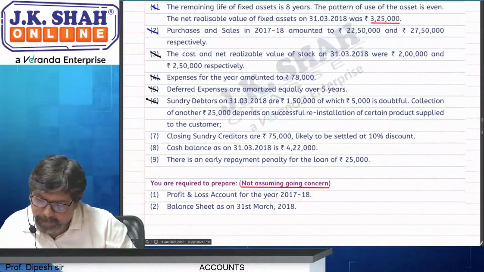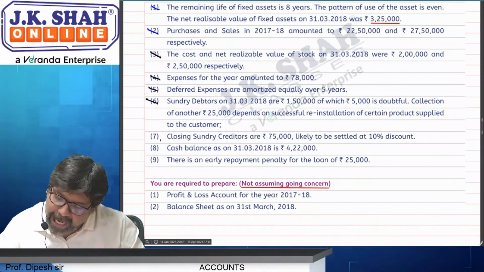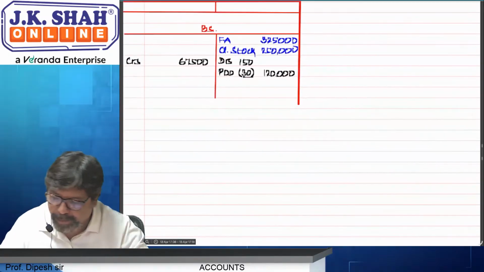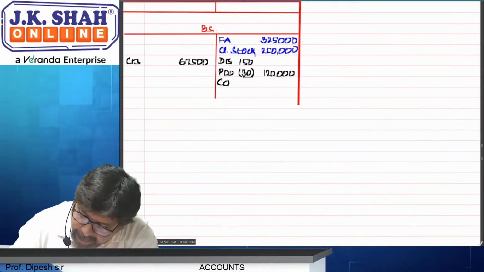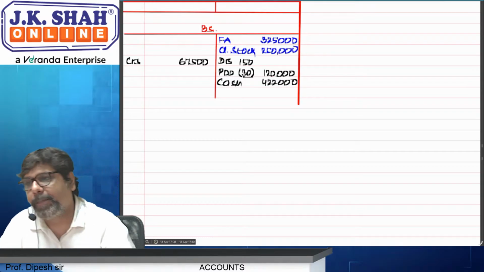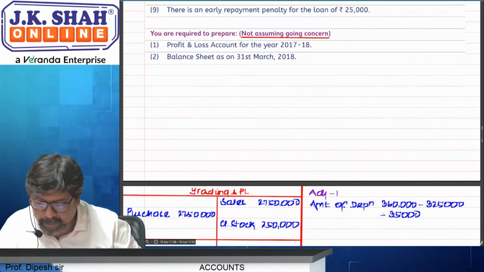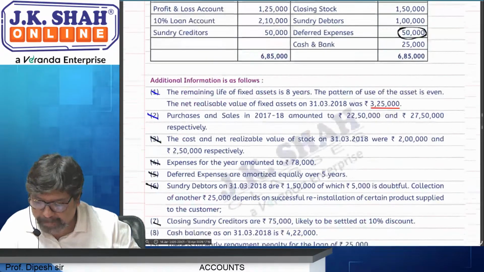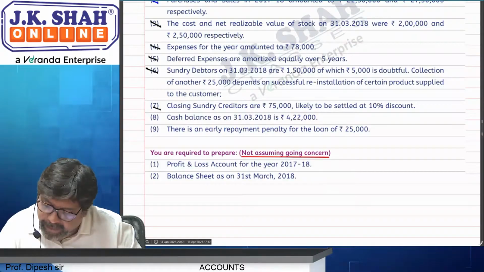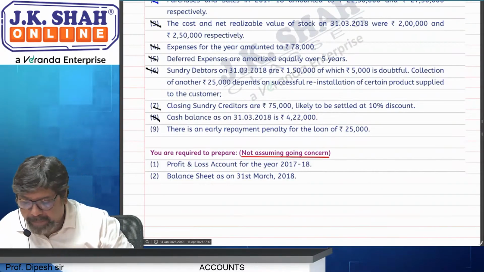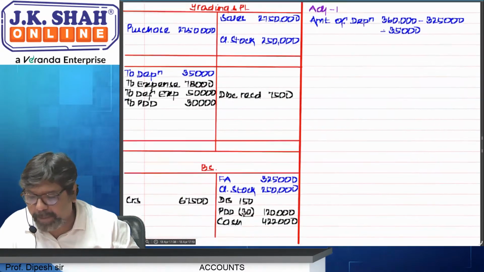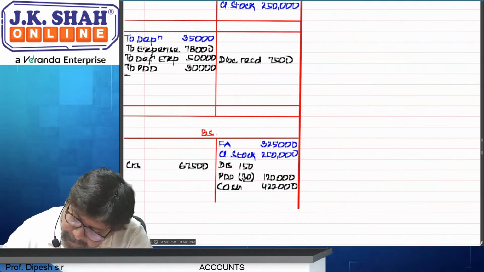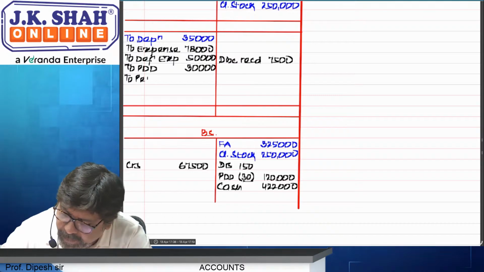Now, cash balance 4,22,000. Cash 422. Correct? Cash. चले? उसके बाद there is an early payment penalty of loan of 25,000. If we pay the loan early, we have to pay a penalty, and we will pay. Yes or no?